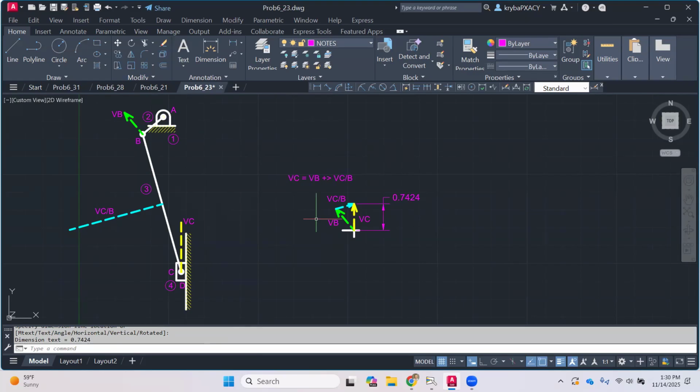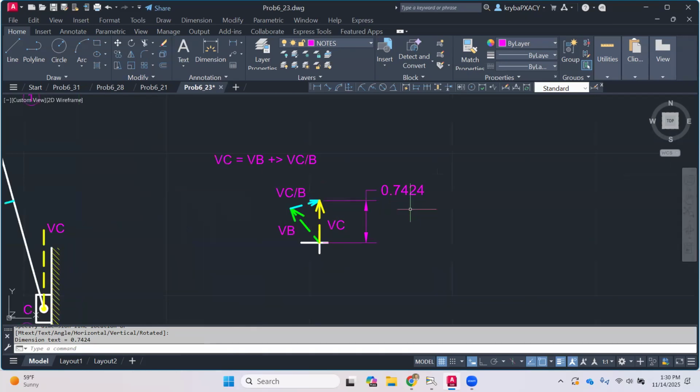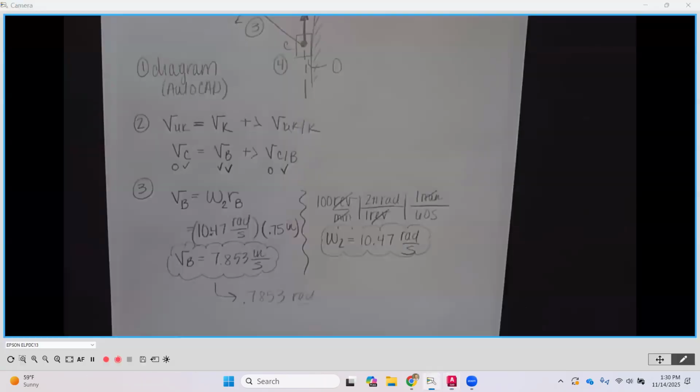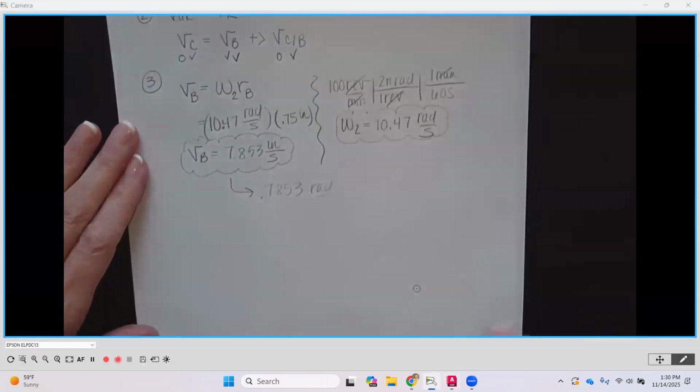Okay. So now what this means is, remember, we scaled the length of velocity B to be 1/10. So we divided by 10 to get the length. So now this value for the velocity of C is going to be multiplied by 10. So our final answer is actually going to be 7.424. Okay, 7.424. So I'm going to go back underneath here.